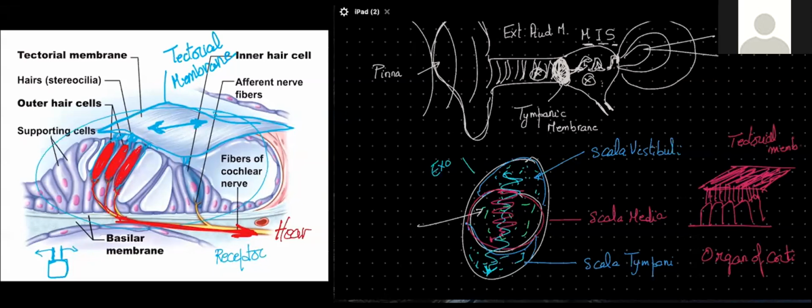Again, those vibrations will cause the movement of the tectorial membrane and thus the movement of the cilia of the hair cells. When you move the cilia of the hair cells, what happens? You're going to be depolarizing those hair cells, and those electrical impulses are going to be collected from the hair cells and will be conducted towards your brain through the cochlear division of the vestibulocochlear nerve.